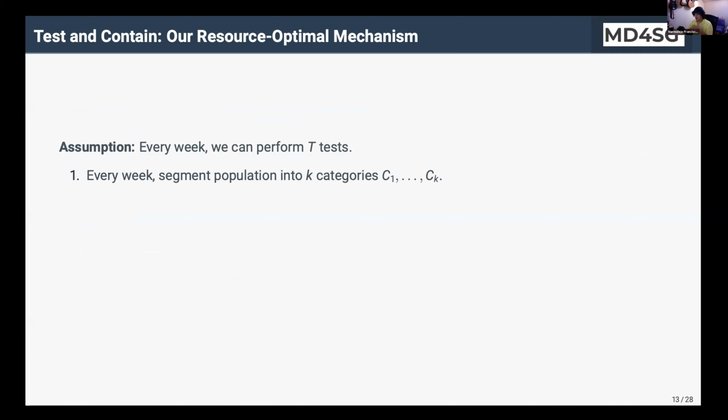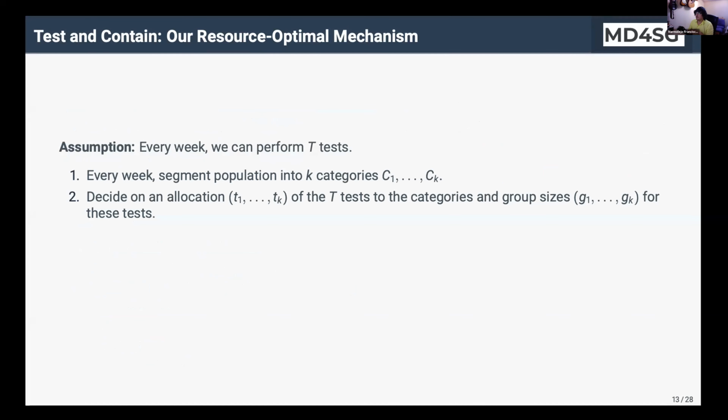and we have a population that has certain categories, and these categories represent the heterogeneous nature of a population. So we have K categories, and what we're ultimately going to decide in our testing strategy is, per category, we're going to decide 2 things. How many tests do we allocate to that category? And what is the size of the tests? What's the group size of the tests that we allocate to this category?